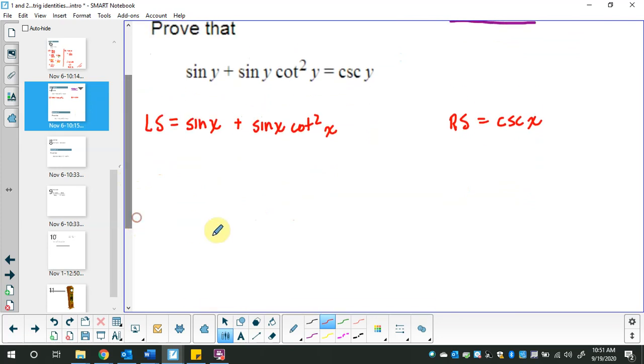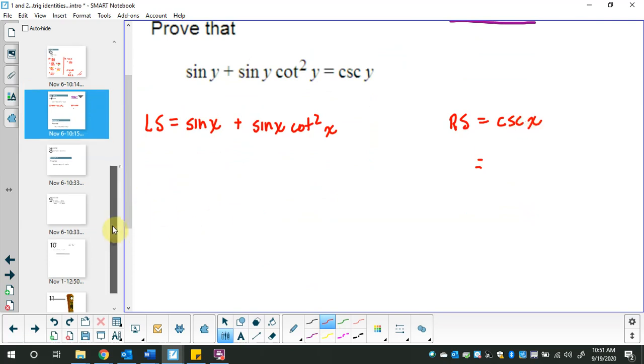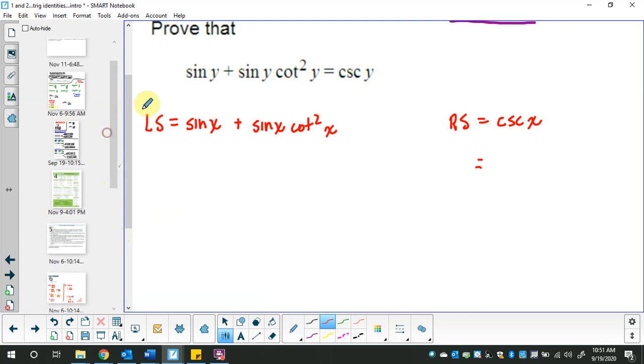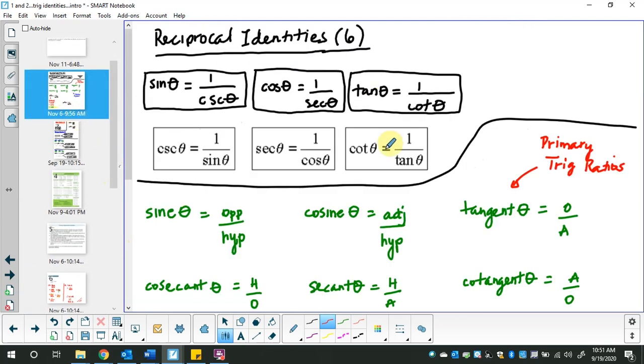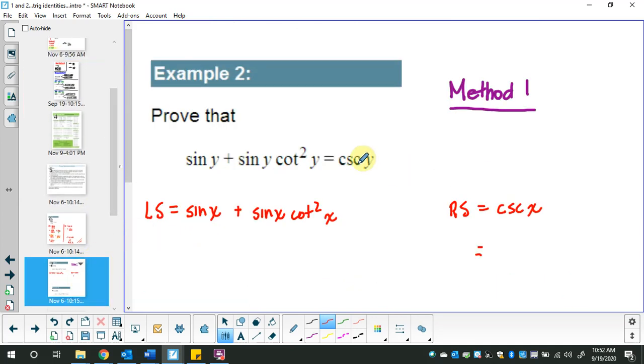So there's my first setup. And I'm going to go over to the right side first because it's only one piece of information. So my decision making is actually less on the right than it is on the left. And I recognize that as one of my reciprocal identities. So I'm going to replace cosecant x with 1 over sine x. And as you can see, I did change my y's to x's. Now, I can't think of anything else to do on the right-hand side, so I'm going to go over to the left-hand side and try to work myself over there.